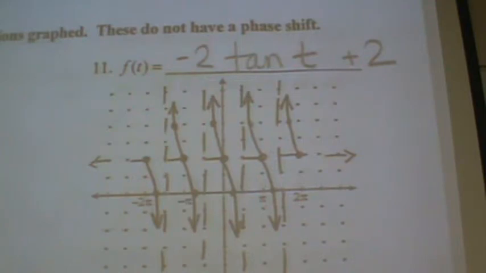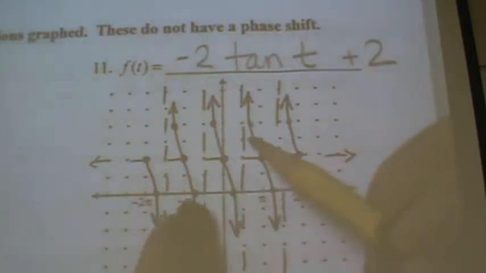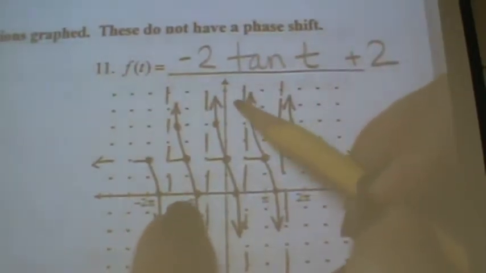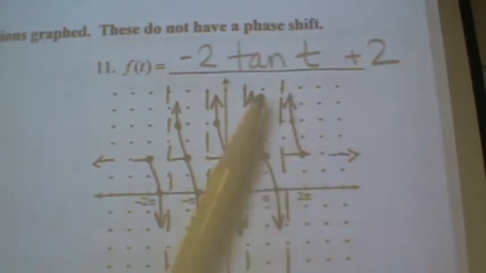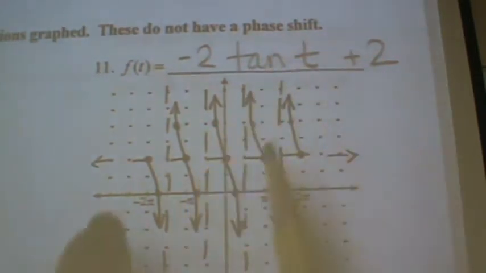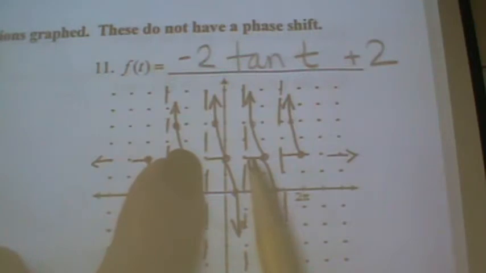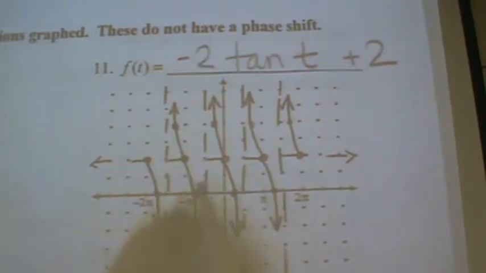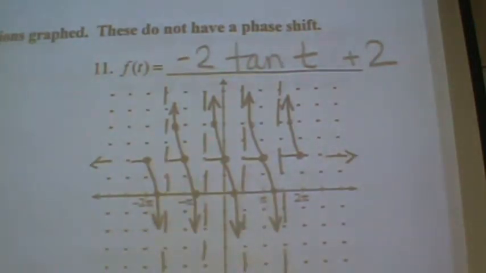Why is that negative? Because the tangent graph normally goes this way. Now the reason I know it's tangent is because of where your asymptotes are. Your asymptotes are at pi over 2 and negative pi over 2. It's negative because it's flipped.